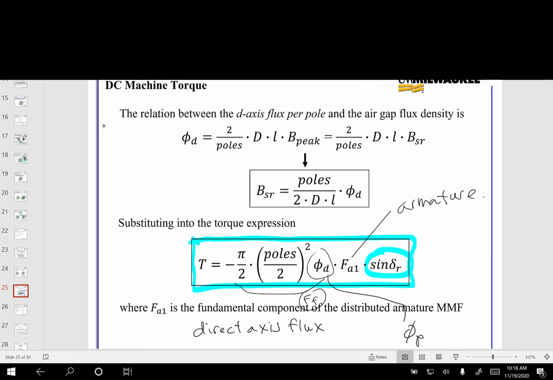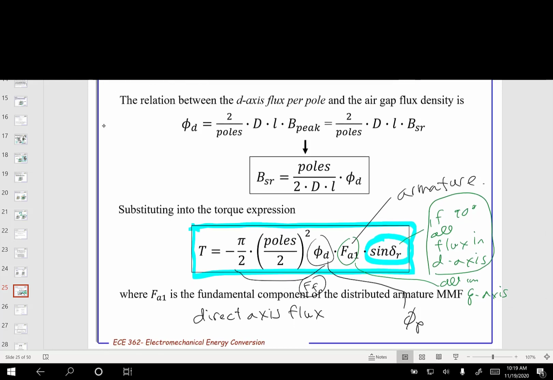and this expression here. So if this is 90 degrees, all flux in the D axis. Therefore, all the armature MMF, which is this, is all in the Q axis. And now you can control the torque and the field independently, even if you have electronic controls on this thing.